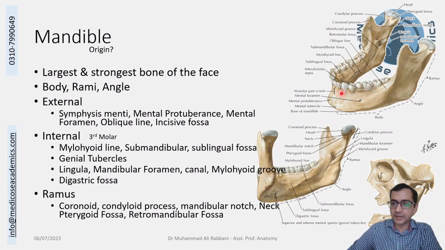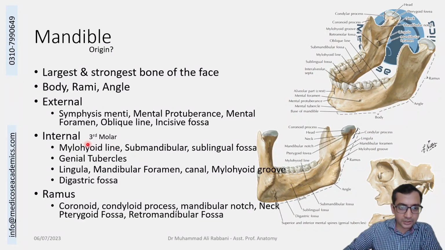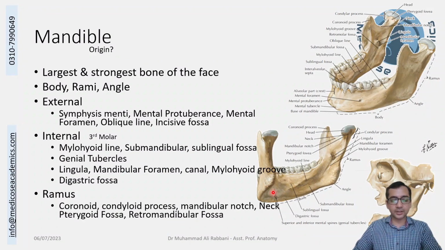Singular will be fossa, multiple will be fossae. If we see on the internal aspect, moving from this picture to this picture, you will be able to see this line. There is an MCQ that the mylohyoid line starts below the last molar tooth. It starts below the third molar tooth, so I have put it separately. It divides the internal surface into the sublingual fossa above and the submandibular fossa below. In the midline, on the internal aspect, there is a pair of tubercles, the genial tubercles or mental spines.